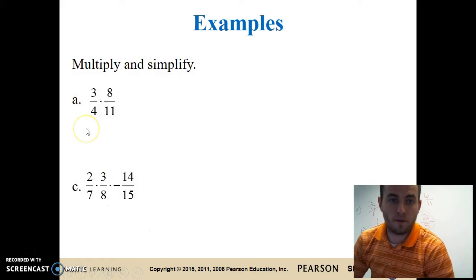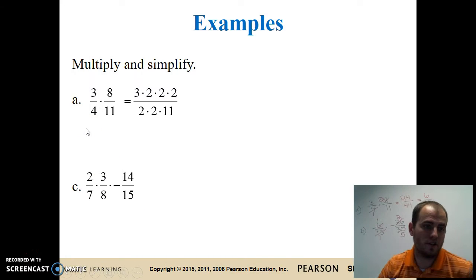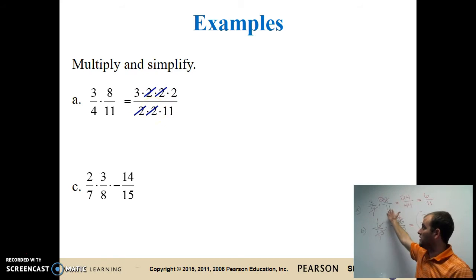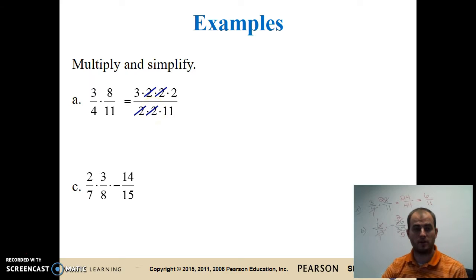You'll see that the PowerPoint here shows it a little bit differently. They break the 8 down into 2 times 2 times 2, which is fine, and the 4 down into 2 times 2 times 11. So the 2's will both reduce. If you reduce both 2's, 2 times 2 is 4, it's the same thing as reducing the 4 that goes into both like we did there. Multiply straight across and you get 6 over 11.